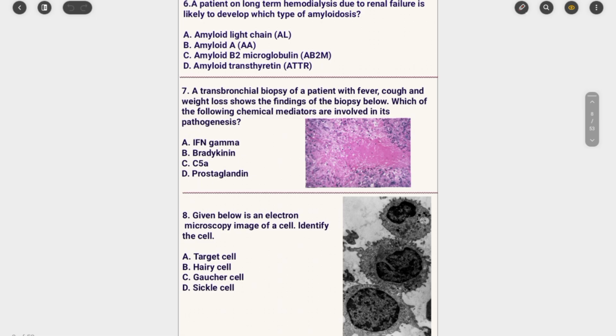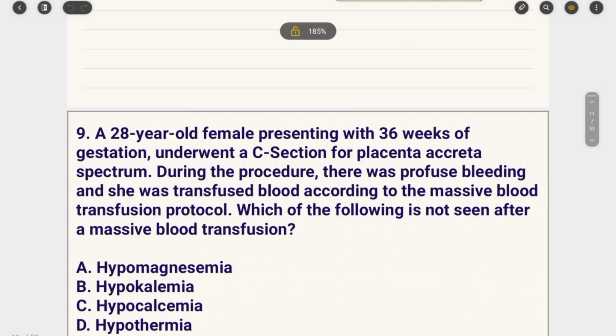Okay, eighth one done. Ninth one: a 28-year-old female presenting at 36 weeks of gestation underwent C-section for placenta accreta spectrum. During the procedure, there was profuse bleeding. She was transfused blood according to the massive blood transfusion protocol. Which of the following is not seen after massive blood transfusion?